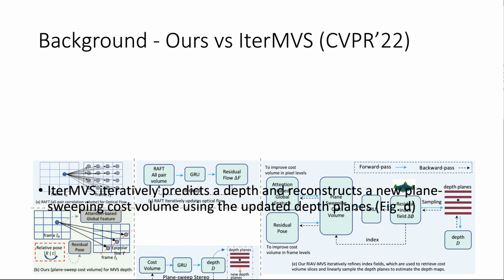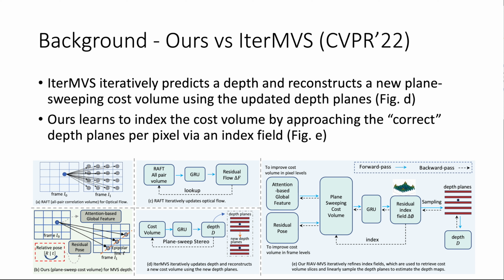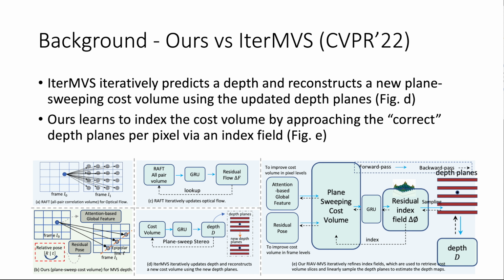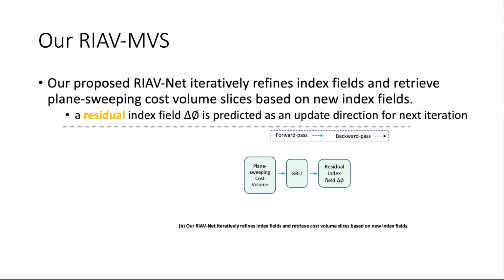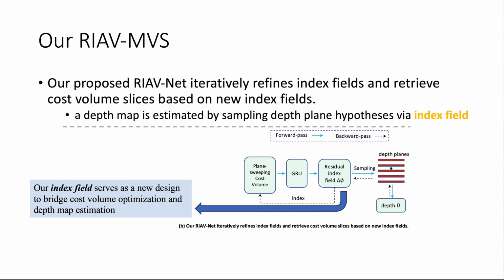As another baseline, DeepV2D predicts the depth and reconstructs a new plane sweeping cost volume using the updated depth hypothesis. Instead, as shown in Figure E, ours learns to index the cost volume by approaching the correct depth planes per pixel via the proposed index fields. The index fields are changed by predicting a residual update Δφ to retrieve better matched cost values for the next iteration. Then a depth map is estimated by sampling depth planes using the index fields.